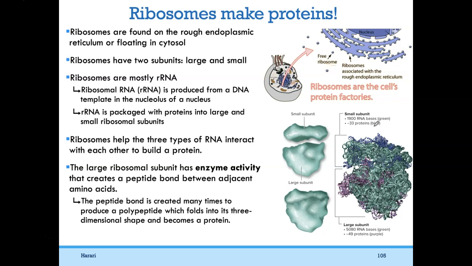Right, so ribosomes are the cell's protein-making factories. Right, and it can be found either floating around in the cytoplasm or associated with the rough endoplasmic reticulum, which is right outside of the nucleus. Right, so a transcript is going to leave the nucleus and then either find the ribosome here on the endoplasmic reticulum, or it could find the ribosome over here in the cytoplasm.